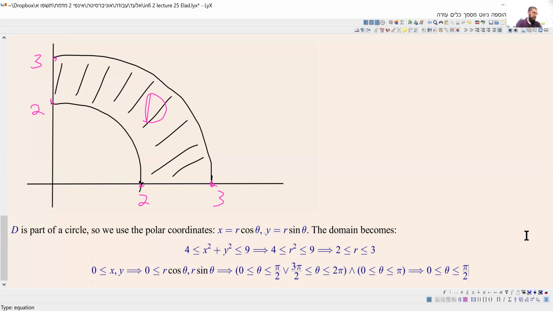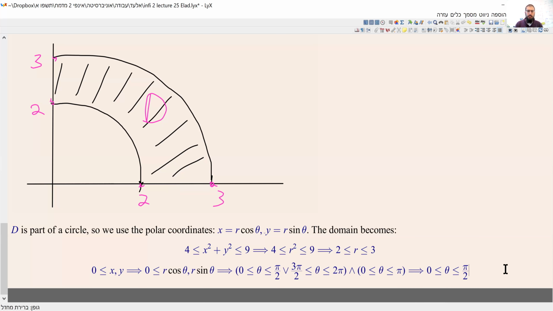From the geometric point of view, one can say, you know what? It's only the first quadrant, right? The whole disk is 2 pi, so a quarter of 2 pi is half a pi. So the angle is between 0 and half a pi. But we don't need, as I mentioned, to use geometry. We don't need to draw anything, just the inequalities as we are given.